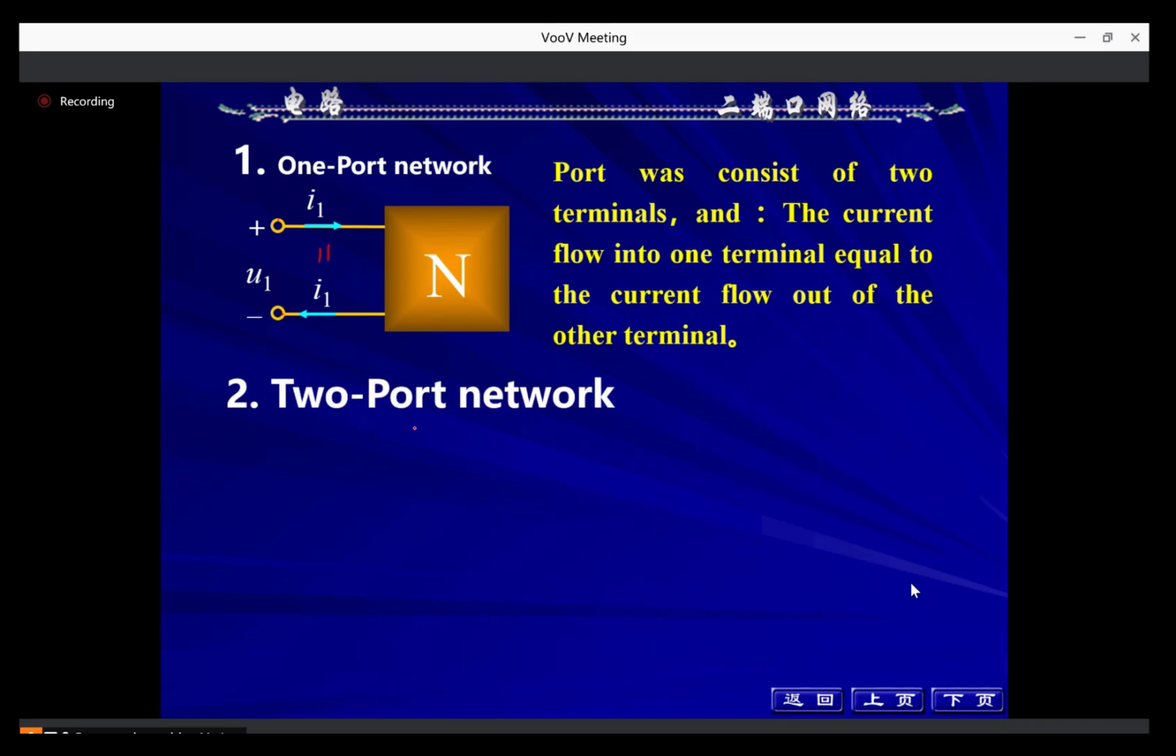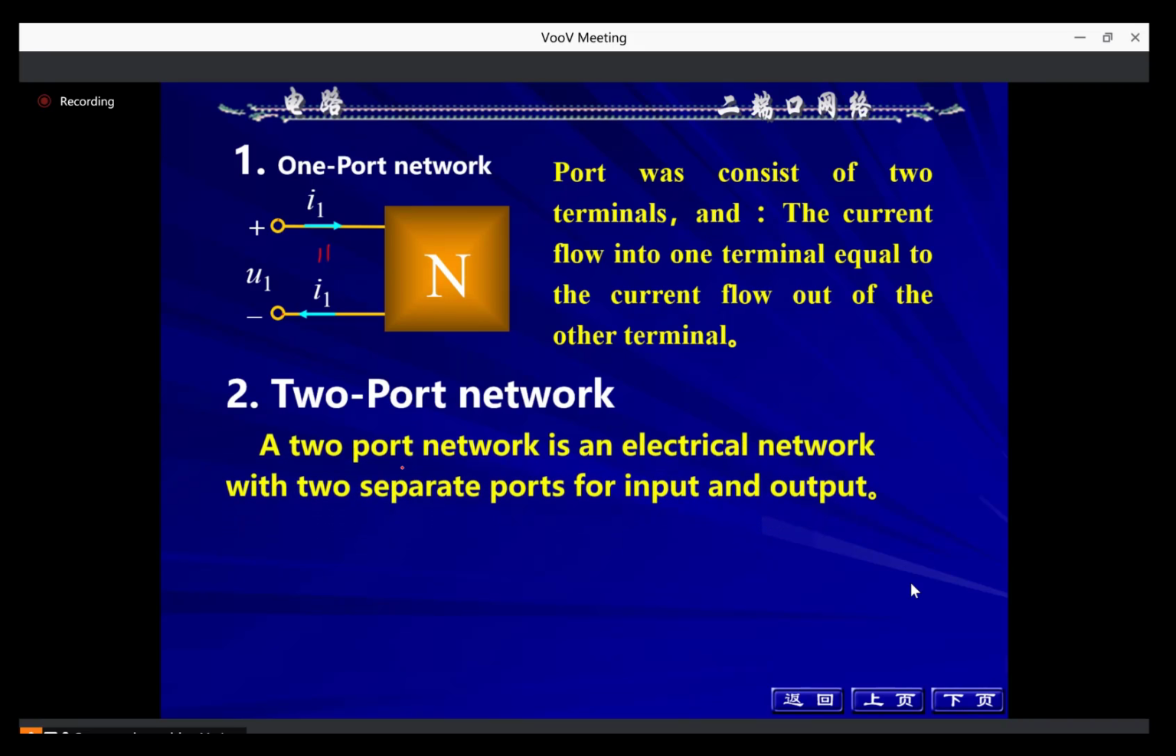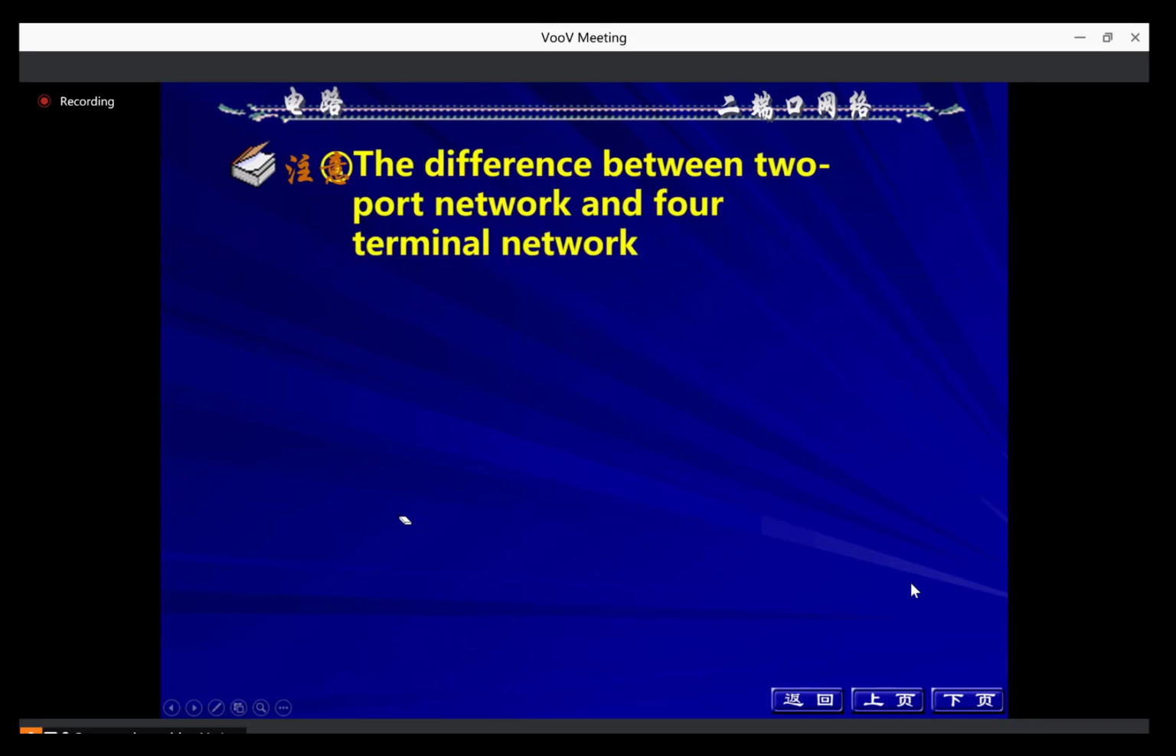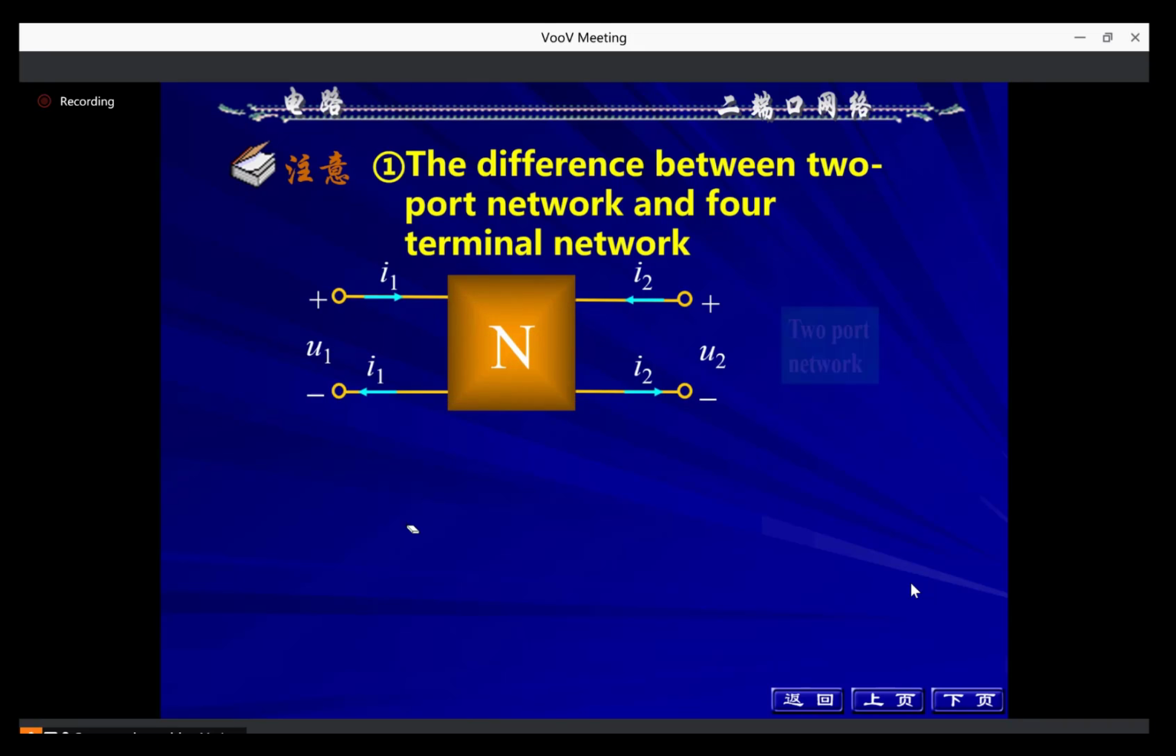For the two-port network, a two-port network is an electrical network with two separate ports for input and output. We treat the left side as input and the right side as output, and we assume that for the two-port network, the current I1 flowing in on the left side will flow out equally, and the current I2 flowing in will flow out equally.